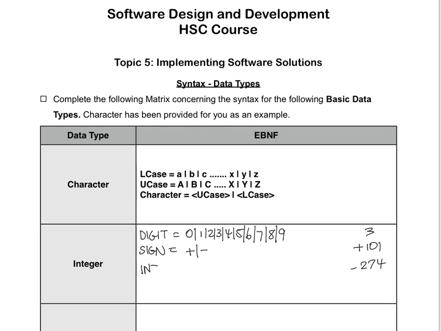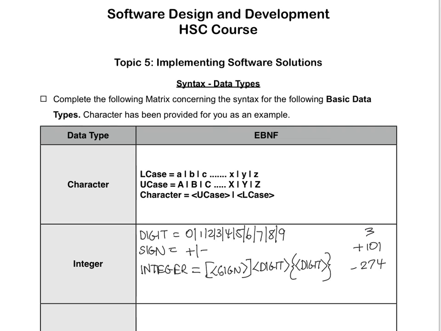An integer is defined as, which is that equal sign there, an optional sign. So it doesn't have to have a sign, but it can if it needs to. And then I'm going to put in that it is 1 or more digits. And those braces represent repetition, and this shows 1 or more.